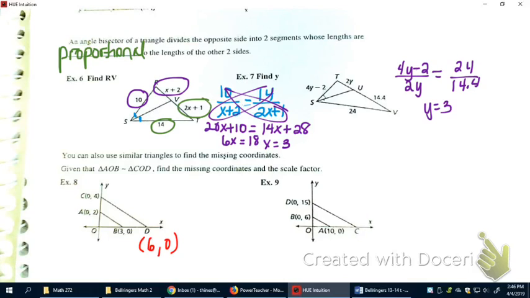Okay, try number 9, example 9. So to go from 6 to 15, you're multiplying by 2.5. Yeah. Okay, and so that means that you got to multiply the 10 by 2.5. Is it 25?